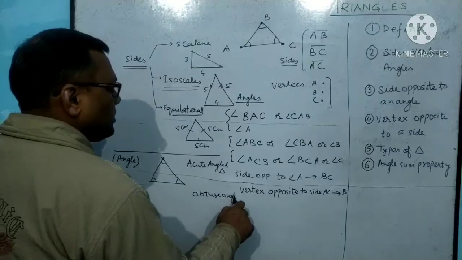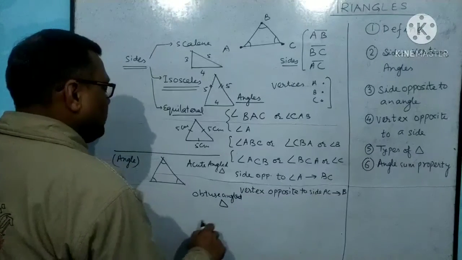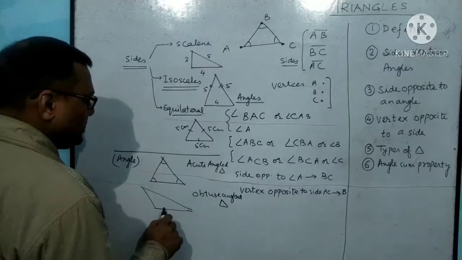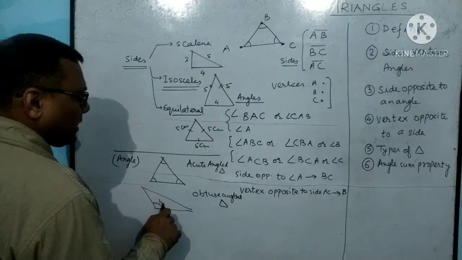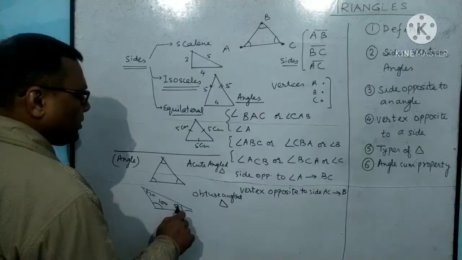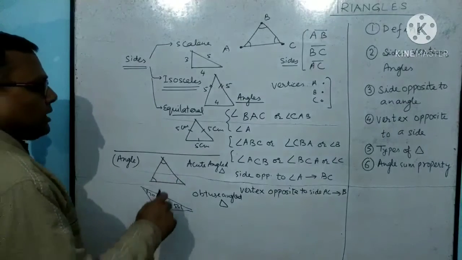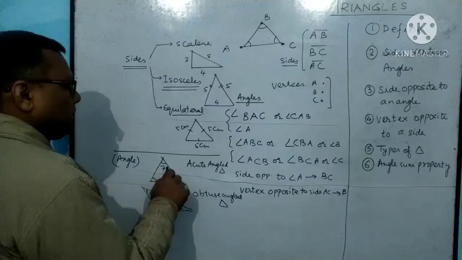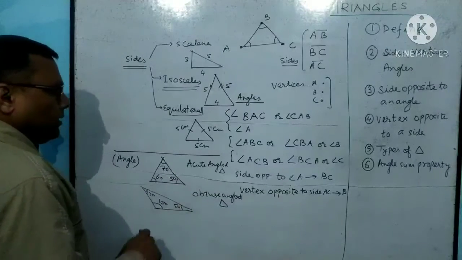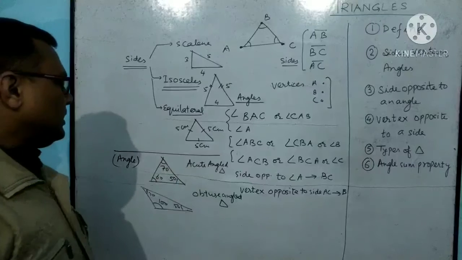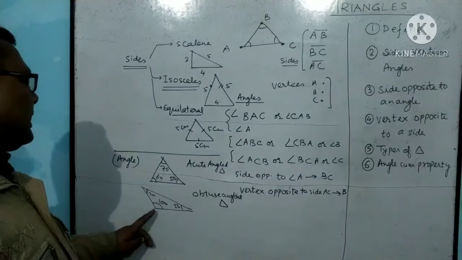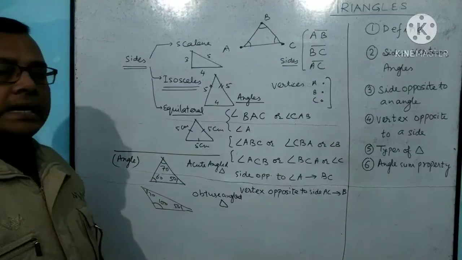Obtuse angled triangle, in which one angle, only one, note the point, only one angle is more than 90, like 100, 30 and 50. Here all the other angles are acute. Sum of all the three angles is 180 everywhere. So in an obtuse angle triangle, only one angle can be obtuse and the other two angles are acute.